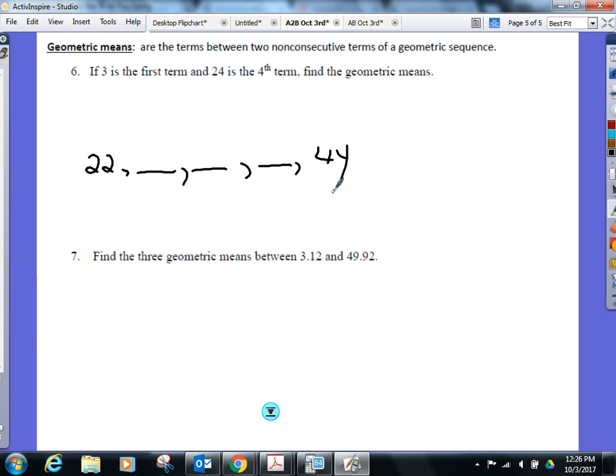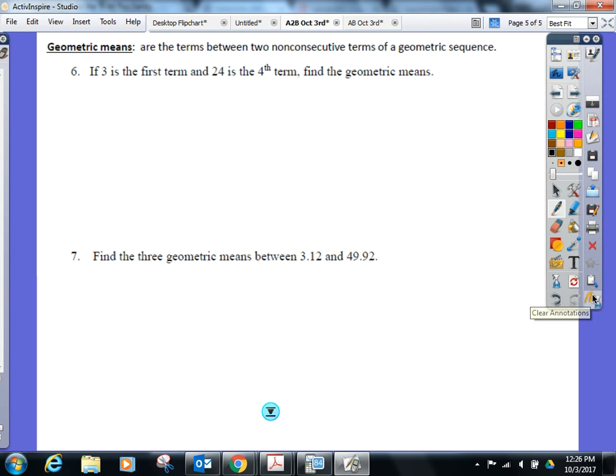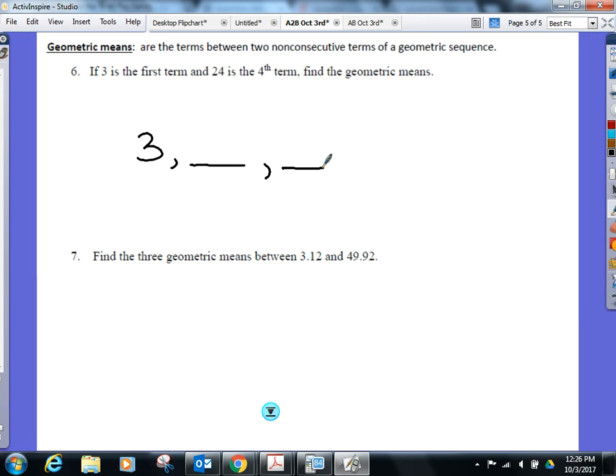All right, well, I can do the same thing geometrically. But now, what do I start with? 3 is the first term. 24 is the fourth term. Find the two numbers in between. Find the two numbers in between. Not yelling it out, but just thinking about it. What value do I need here?